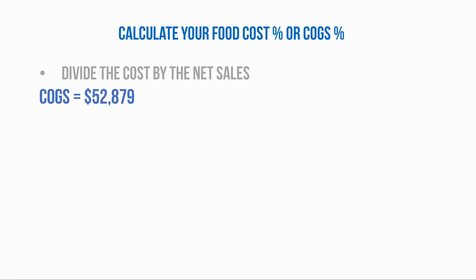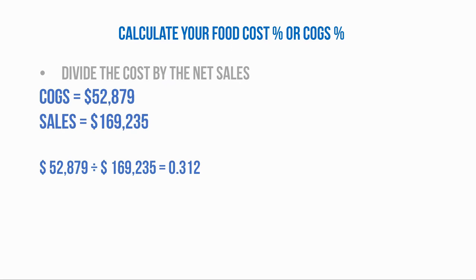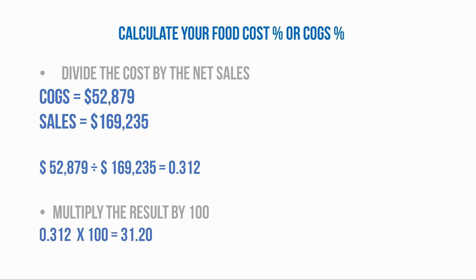So the cost of goods in the previous example on that P&L were 52,879 and the sales 169,235. So if we just divide that 52 by the 169, that gives you 0.312. And then all you're going to do from there to work out that percentage is multiply the result by 100. So you take the 0.312 multiplied by 100, and that gives you 31.2, which means your cost of goods, or your cost of sales, however you want to phrase it, is 31.2%.